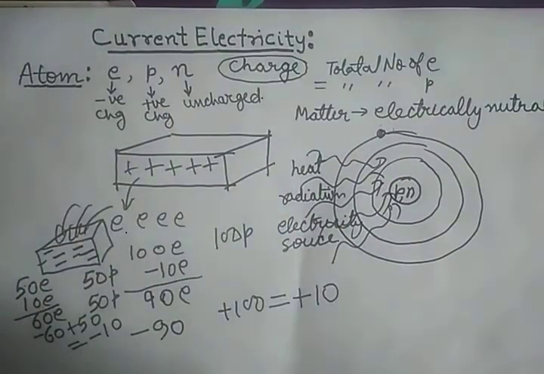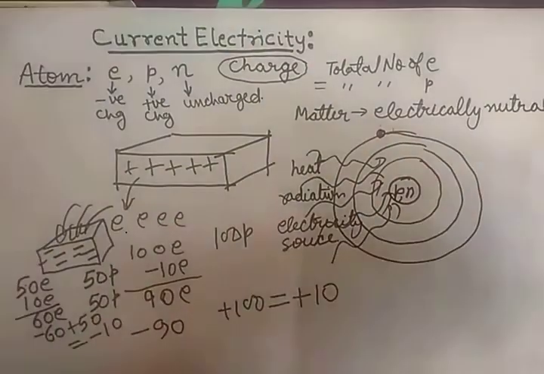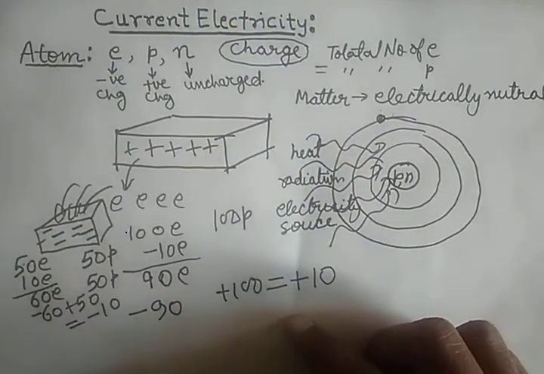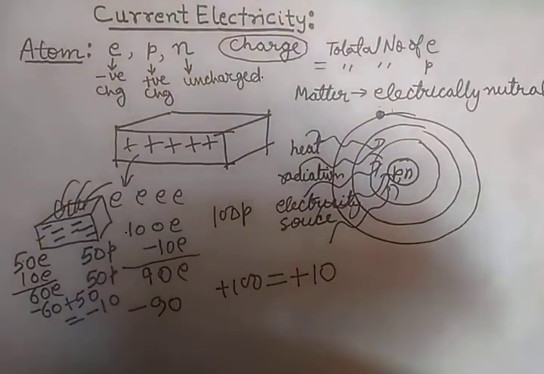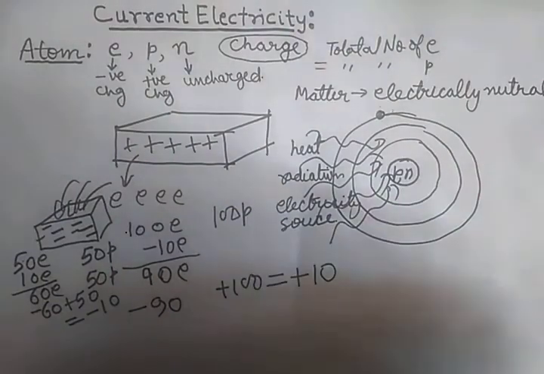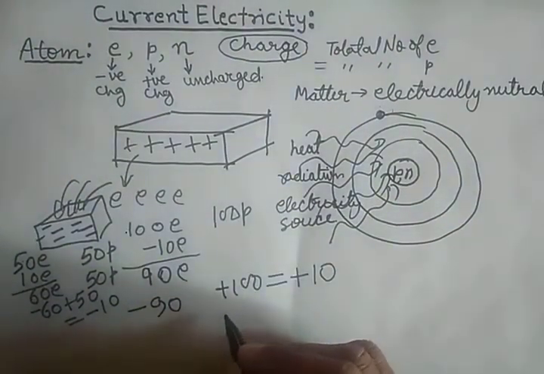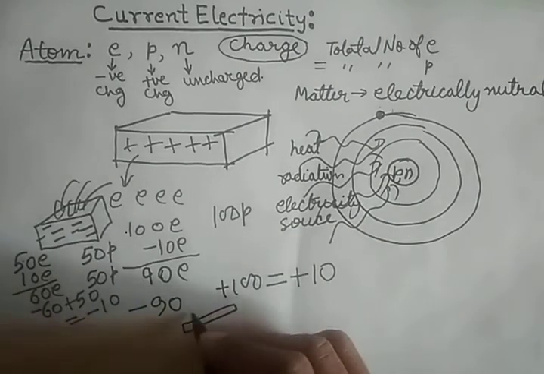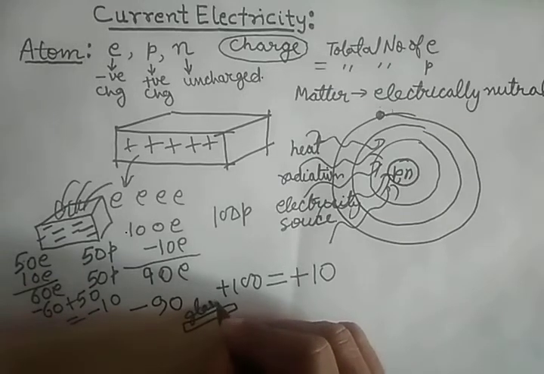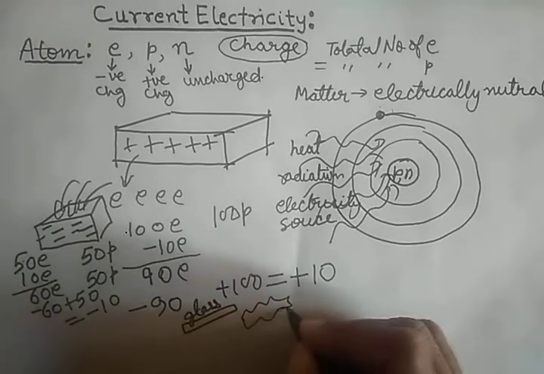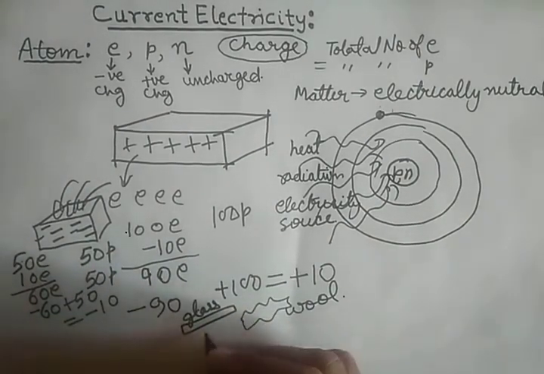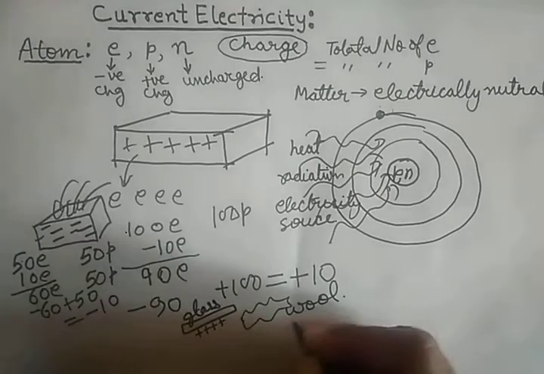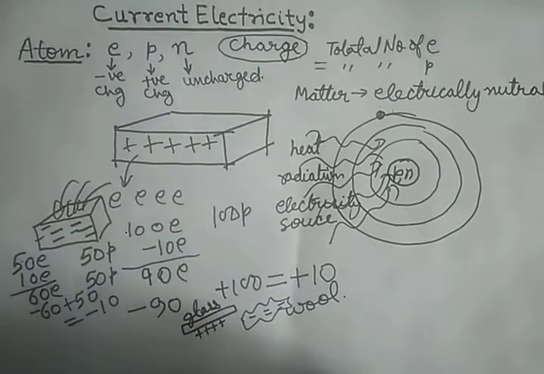Well, it is just an experimental observation that some objects acquire positive charge and some acquire negative charge. Like if we rub a glass rod over wool, then glass loses electrons and acquires positive charge, and wool acquires negative charge.